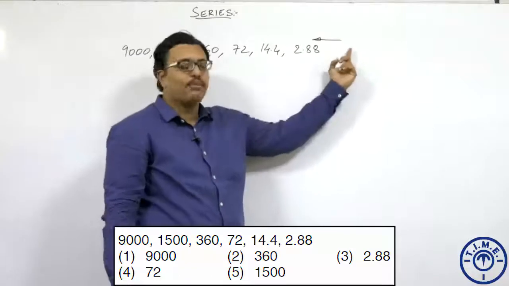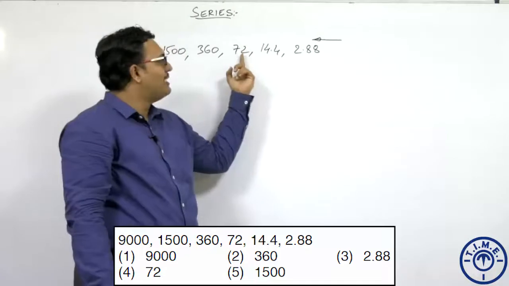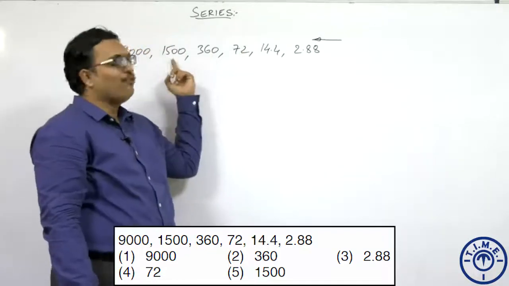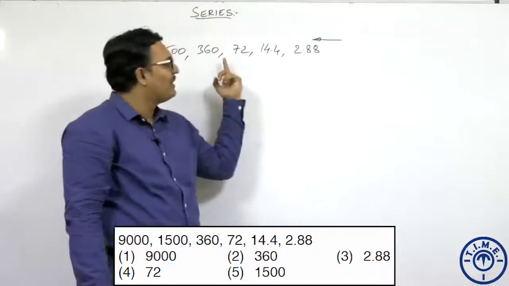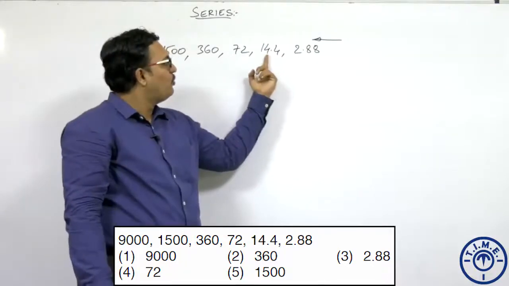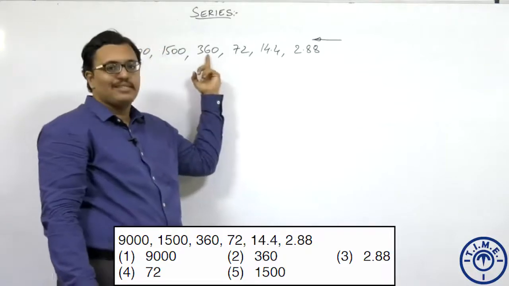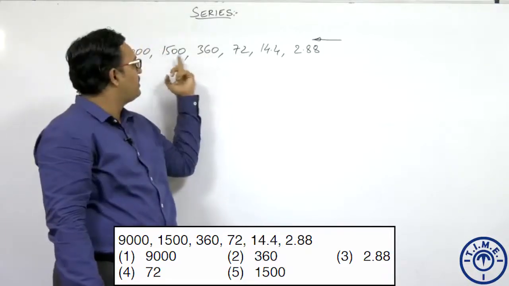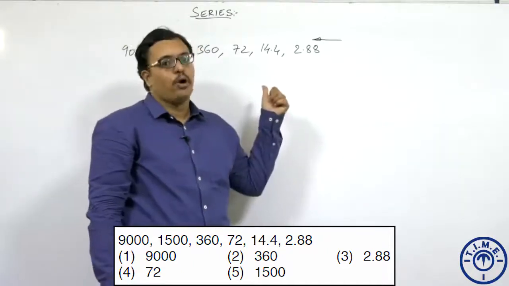Now see, if I start from the right hand side, it goes 2.88, 14.4, 72, 360, 1500. So now it became an increasing sequence. When it is an increasing sequence, from 2.88 to 14.4, from 72 to 360, there is a sudden increase. From 360 to 1500, again there is a sudden increase. So we have to take product here.